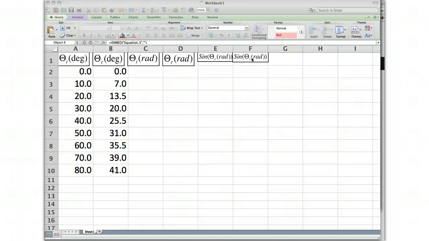screencast and go ahead and set up your Excel spreadsheet. And once you have your Excel spreadsheet that looks like this, go ahead and come on back here. Okay? See you in a minute.